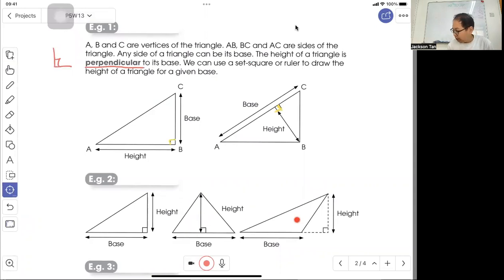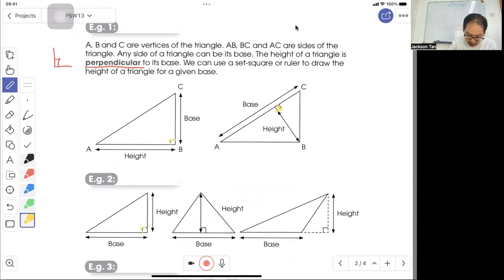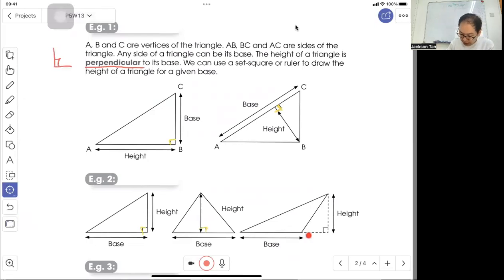So these are the three different types of triangle that are commonly seen. So if this is the base, here will be the height. If here is the base, here will be the height. If here is the base, the height will be here, or here too.